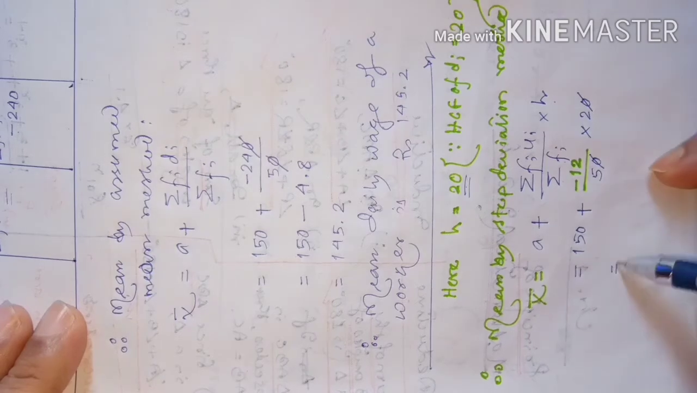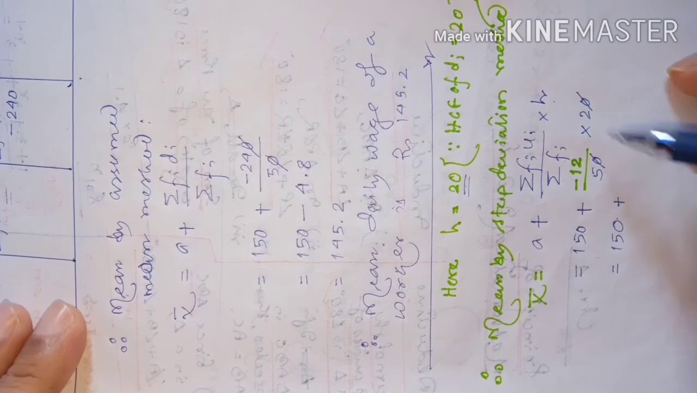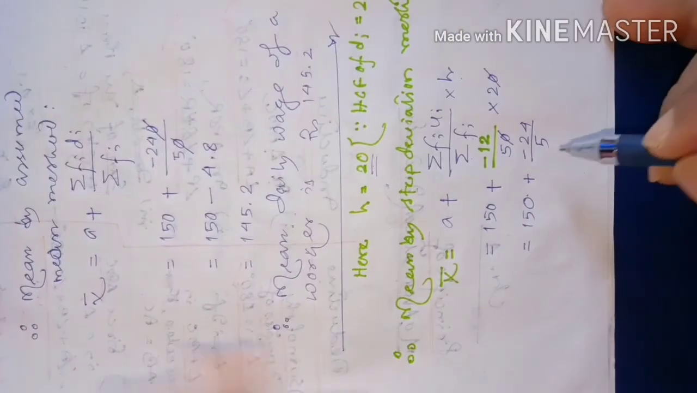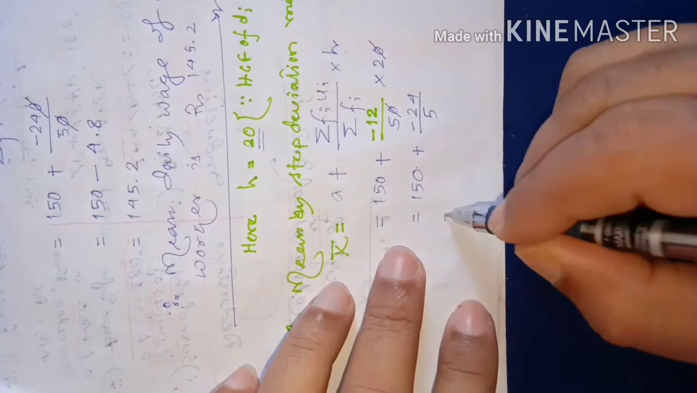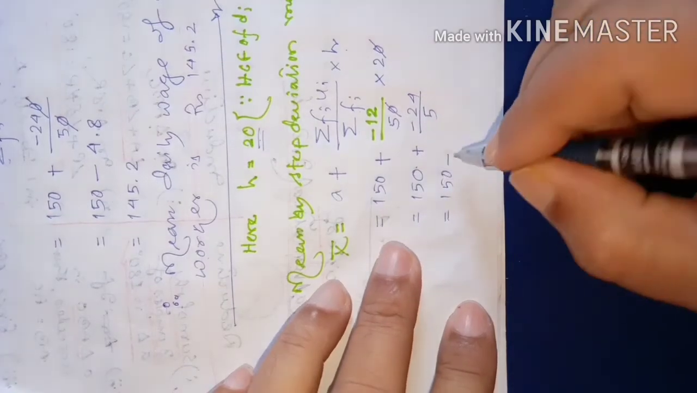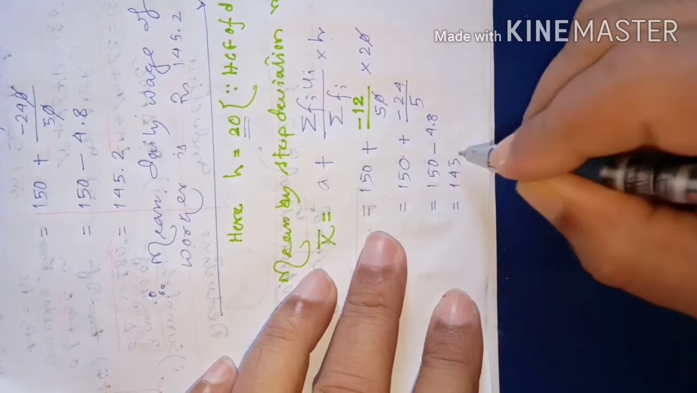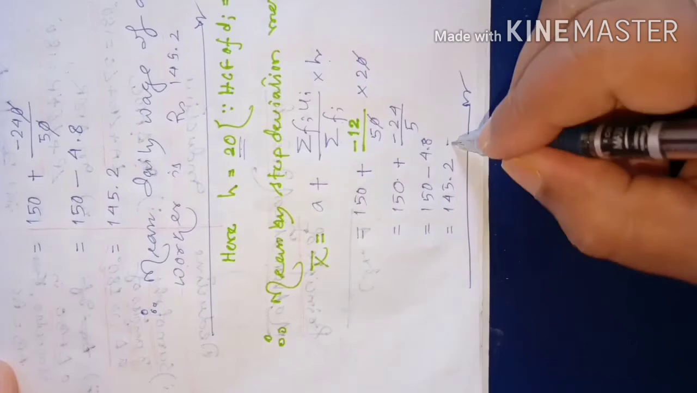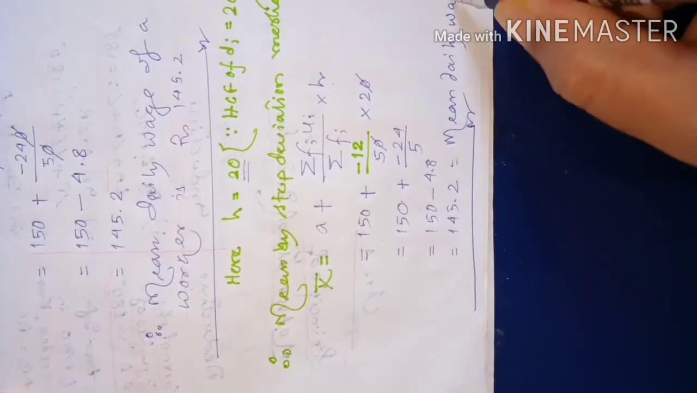We have now 150 here plus 12 into 2 minus 24 by 5. And if you divide this 24 by 5, you will get minus 4.8. So it will be plus into minus, minus. So it will be 150 minus 4.8. So the result is 145.2. So this is the mean daily wage of the workers, the daily wage of a worker.